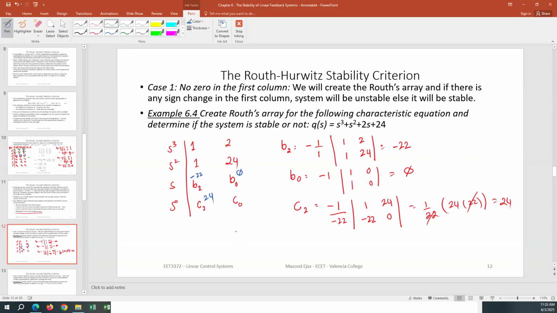I've seen a student creating a Routh-Hurwitz array just to determine if the system is stable or not. You don't need to do that unless it is being asked, hey, use the Routh-Hurwitz array to do this. Then you can use it. But if somebody asks me if the system is stable or not, I'm not going to go through all this. I'm just going to calculate the roots and then determine the stability of the system. So this is how we are going to calculate all the values, as you can see.